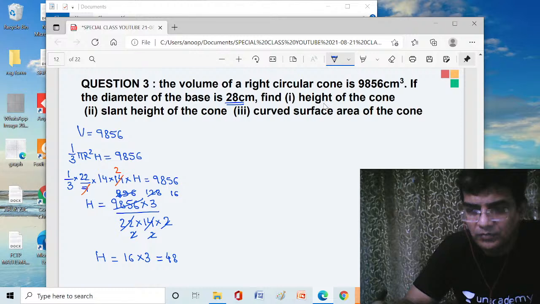Then we need the slant height, right? So h we have calculated 48 and the base radius is 14. So first of all we need square of 48.